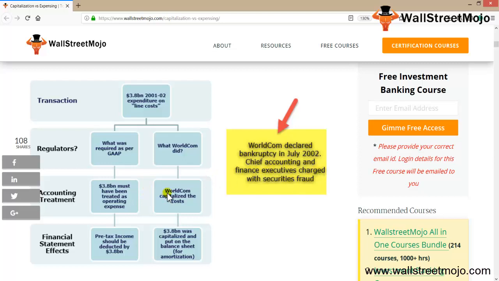What exactly they did over here, as per the regulators, as per the norms, the same should have been capitalized. So that had to be treated as operating expenses. That means it had to hit the P&L account. Rather than that, just not to show that amount as the expense which would have reduced the profit, they capitalized.